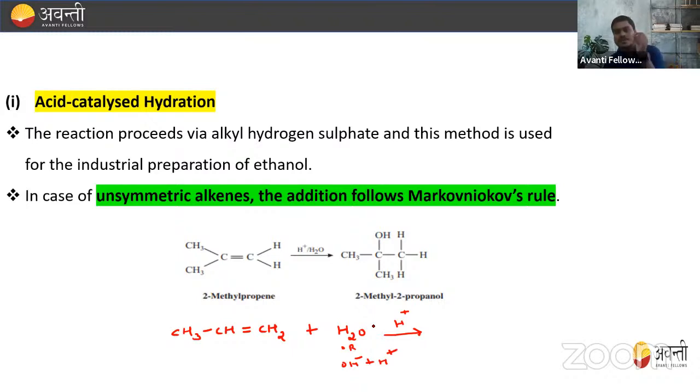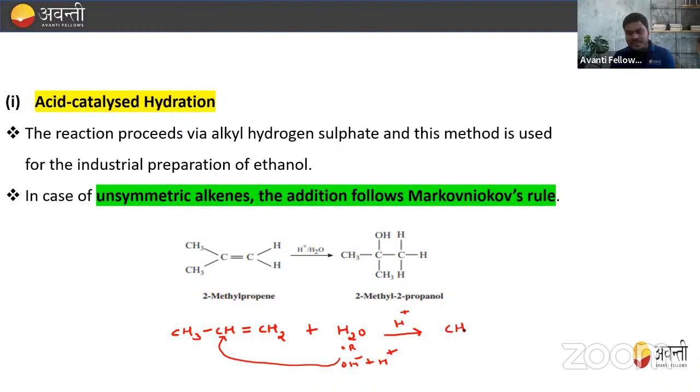So according to Markovnikov's rule, the negative part goes to those carbon atom of the double bond which contain the lesser number of hydrogen. Right. So this is the simple definition of Markovnikov's rule. We already covered this thing in 11th class. So according to this, the negative OH goes to this carbon.